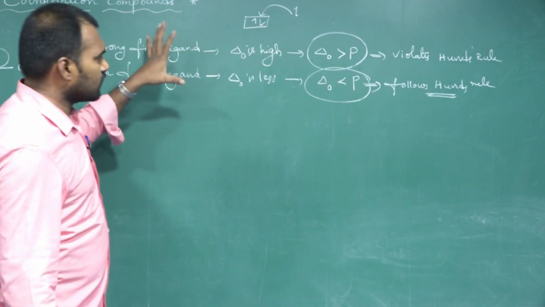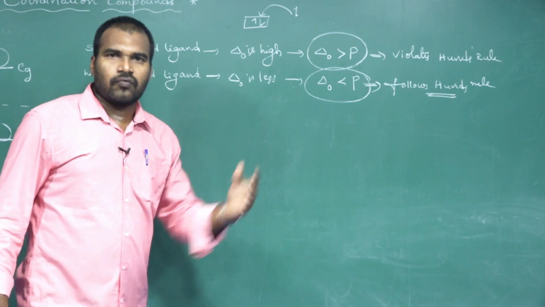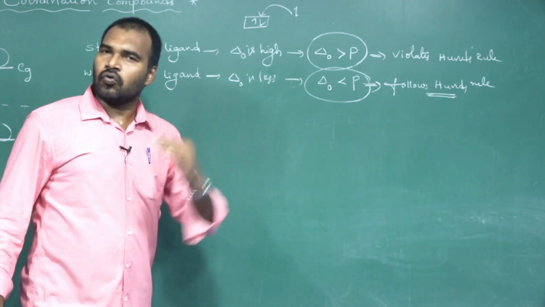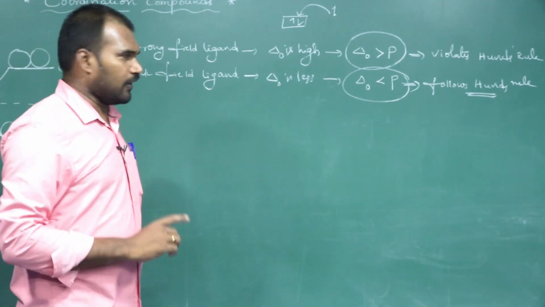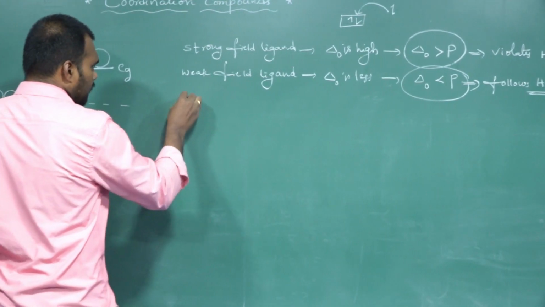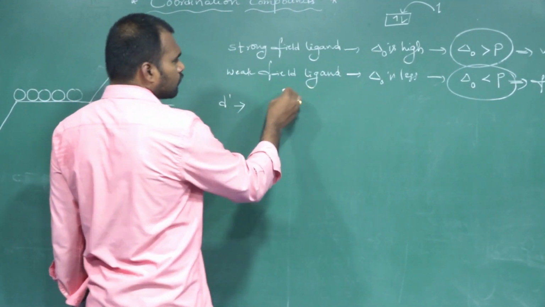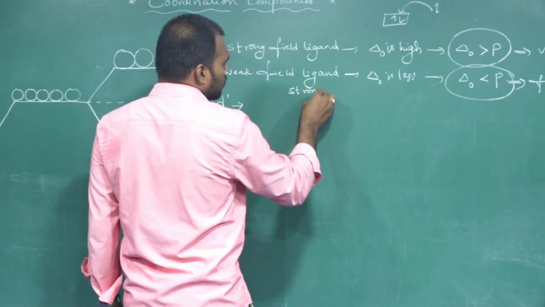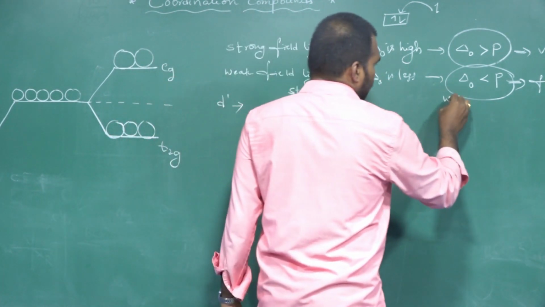So by using this logic, let us write the electronic configurations of all d subshells, that is d1 to d10, in case of both strong field and weak field. So let us see the first one, d1 configuration. d1, strong field and weak field.